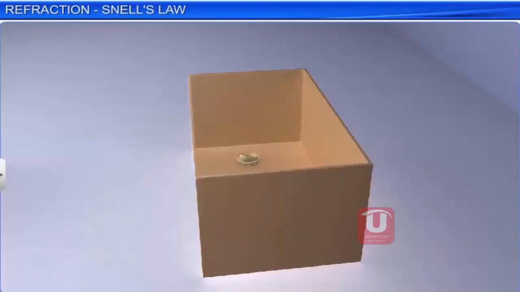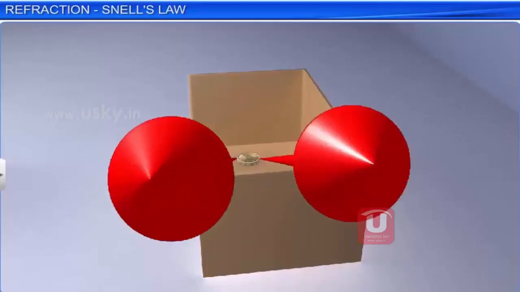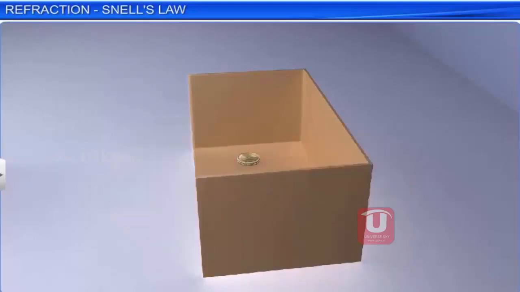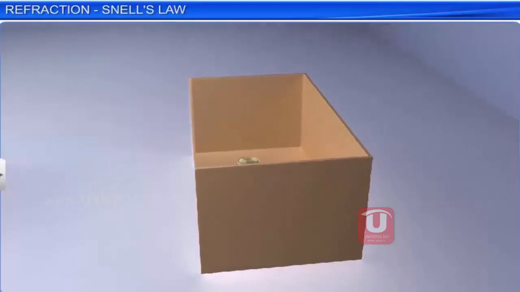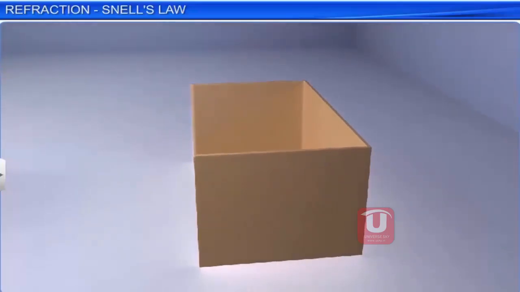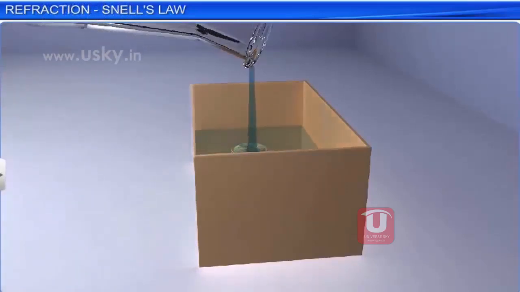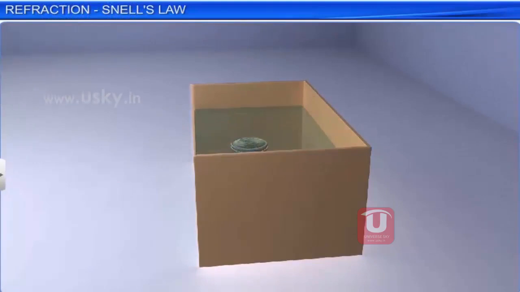Observe the coin placed in an empty container. Rays from the coin enter the eye and make it visible. If the eye is lowered at some point, we lose sight of the coin. As water is filled in the container, the coin is visible again. This is due to refraction of light.